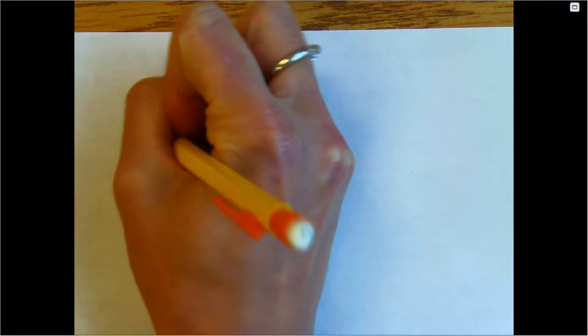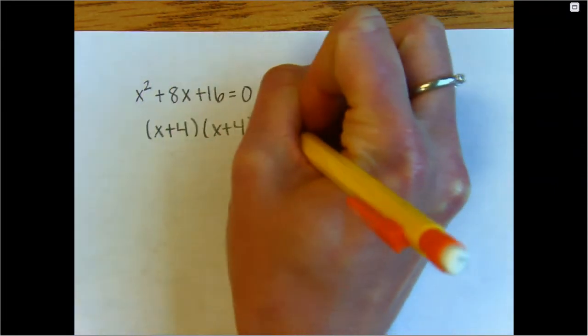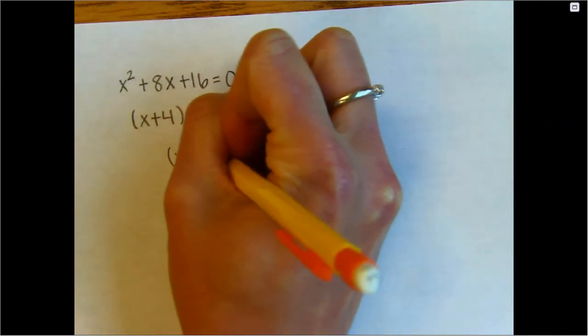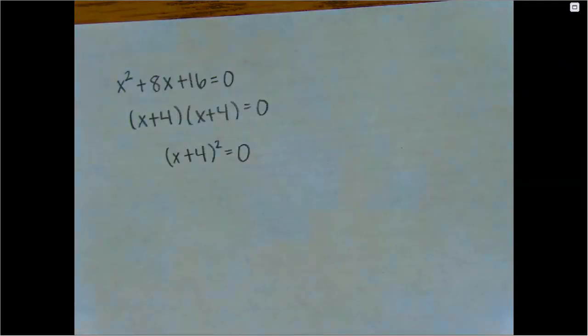Well, when you factor it, you got the same two factors. X plus 4 times x plus 4 equals 0. All right, well, this is something called a perfect square trinomial because we can really write this as x plus 4 quantity squared equals 0.